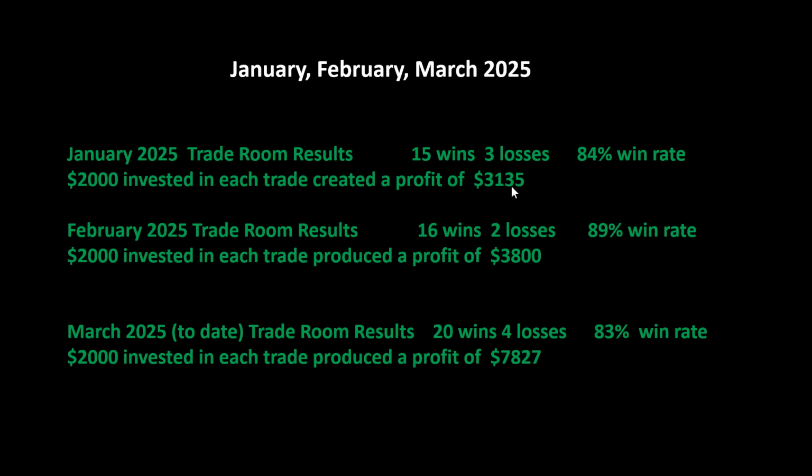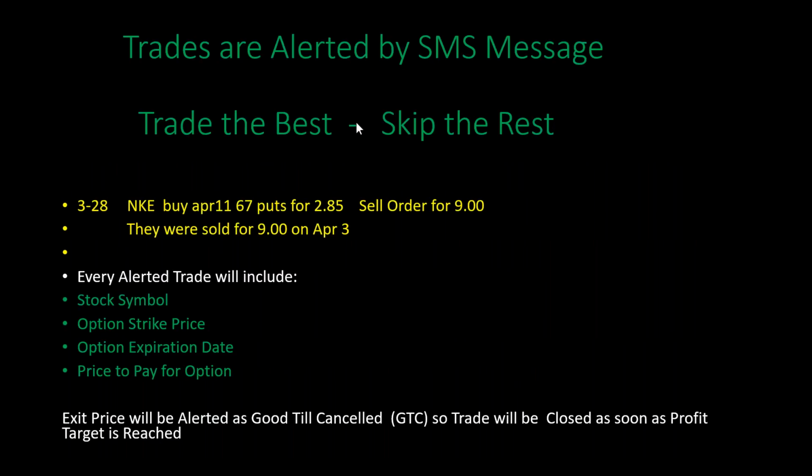15 and 3, 84% win rate, $31.35 in January. February $3,800, 16 and 2. March to date, we actually have closed it now, 20 and 4, but $7,800. Of course we had some good trades in there, but again 20 and 4, 83% win rate, and it stays right in there between 80 and 90% every month. So this is where we are this year. You can see we're up decent money, about $14,000 on $2,000 put in.